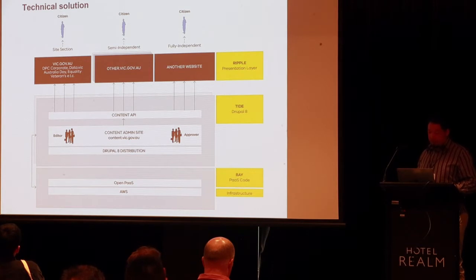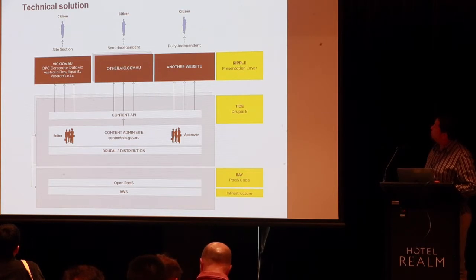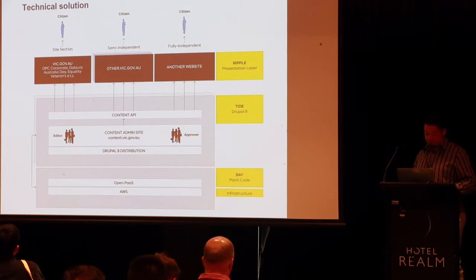And our final layer is called Ripple, and that's our front end, our pattern library, and that's what we build all of our different websites on. That's our Vue.js pattern library. And that includes vic.gov.au as well as all of the other semi-independent and fully independent websites.